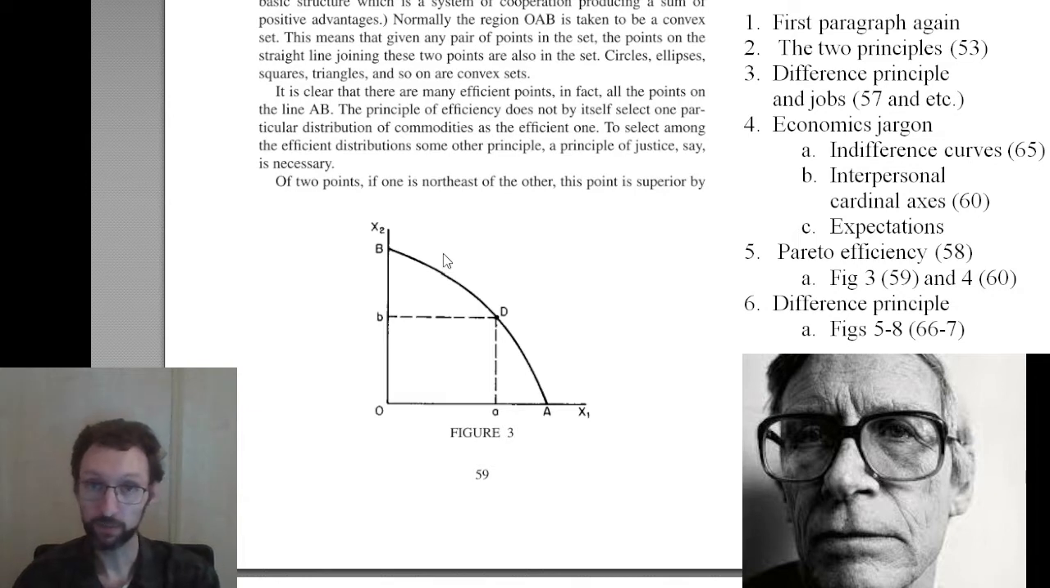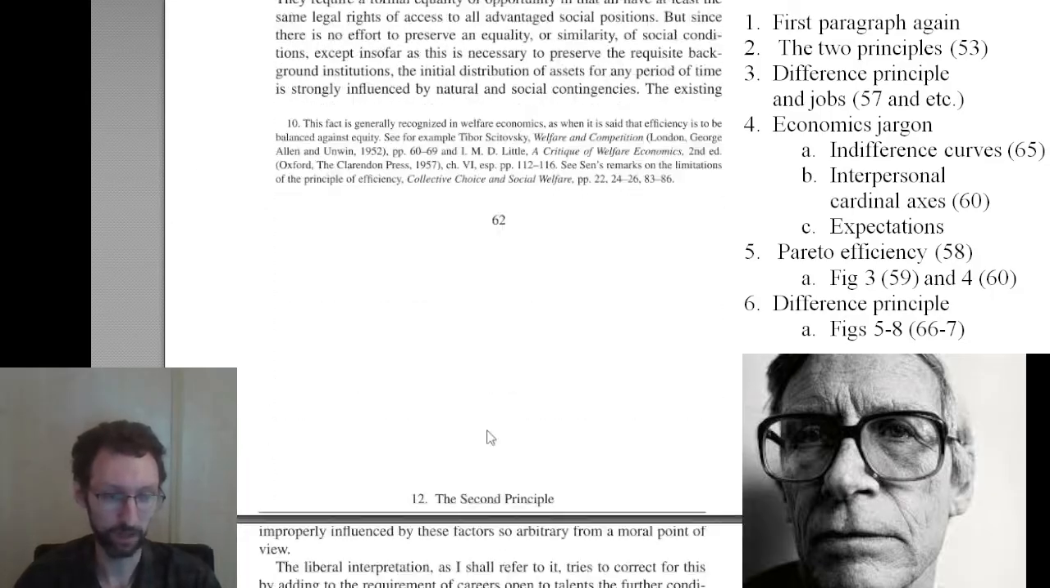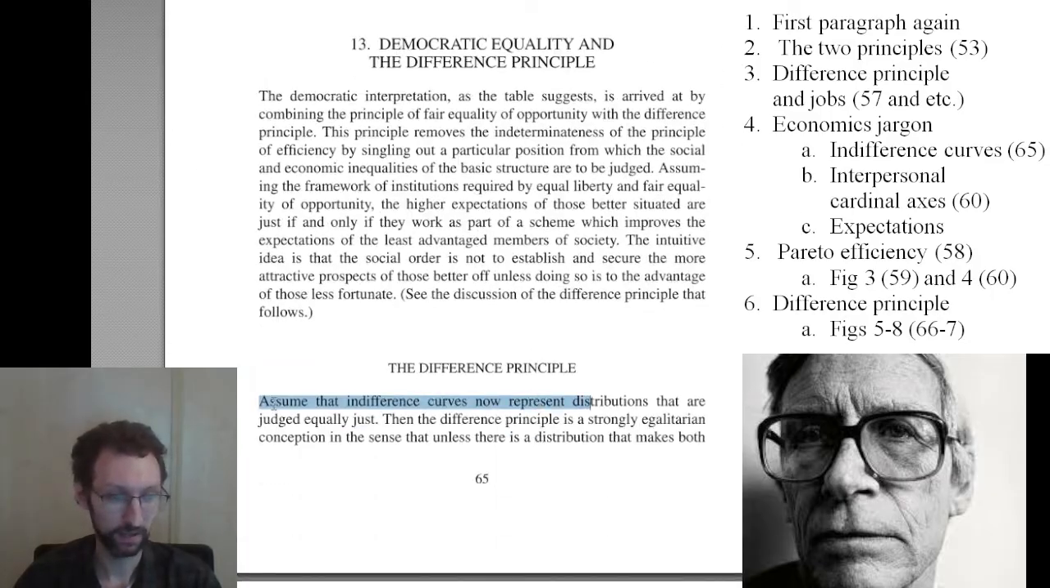Good along what standard? Well, it doesn't matter, any standard. The most common usage of indifference curves in economics is according to the standard of buying stuff. They use indifference curves to model consumer preferences. Rawls is not talking about that. He's not charting consumer preferences anywhere in this book. He actually tells you what he's going to use indifference curves to plot on 65. He says, assume that indifference curves represent distributions that are judged equally just. But whatever, an indifference curve is just a curve that plots a bunch of points which are all equally good from some point of view. So those are indifference curves.